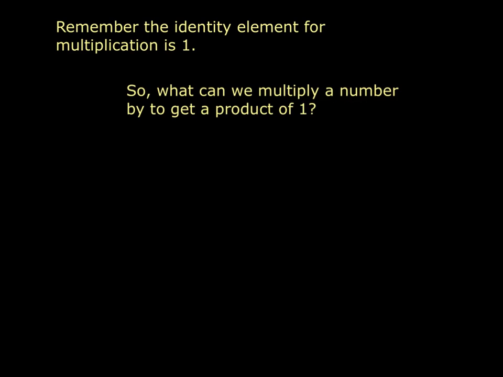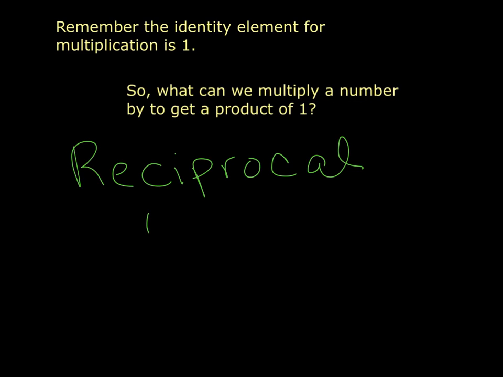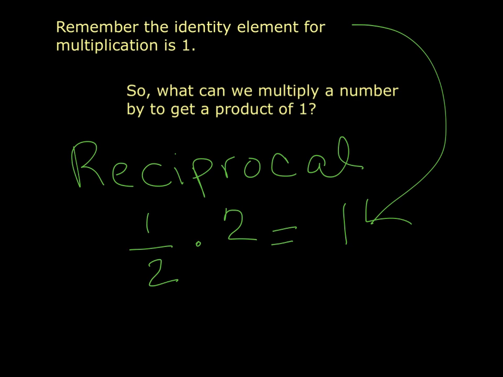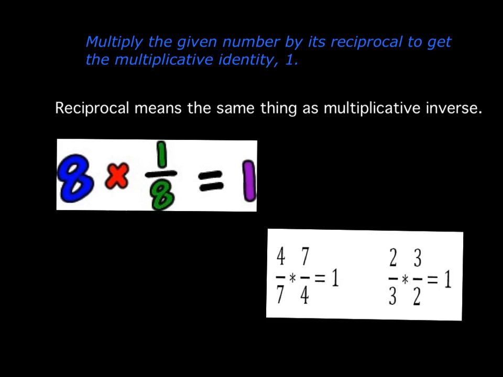So to get the additive identity 0, we add the inverse of the given number. So the identity element for multiplication is 1. So what can we multiply a number by to get a product of 1? Well, that's easy. We can multiply a number by its reciprocal. So if we have 1/2, then we can multiply 1/2 times its reciprocal of 2, and we end up getting the answer 1, which is the multiplicative identity.